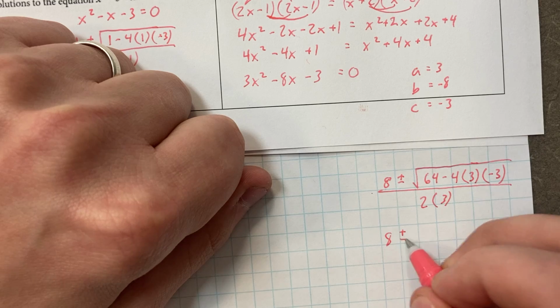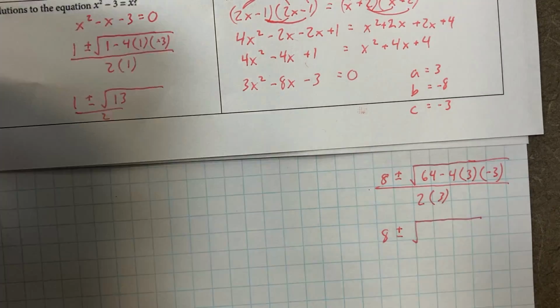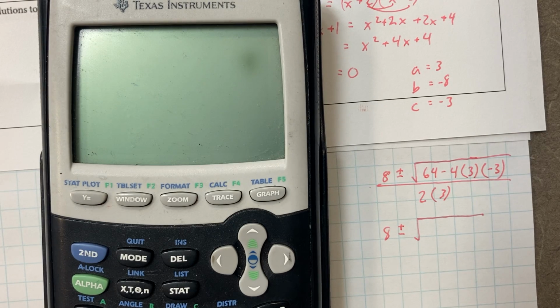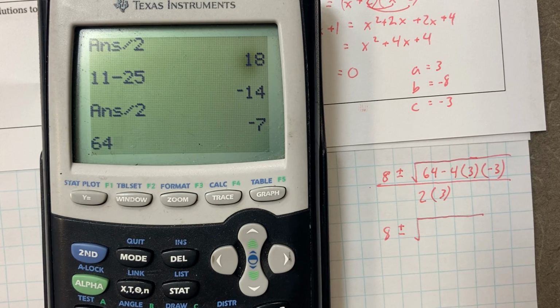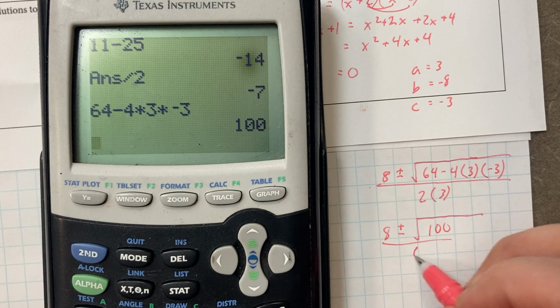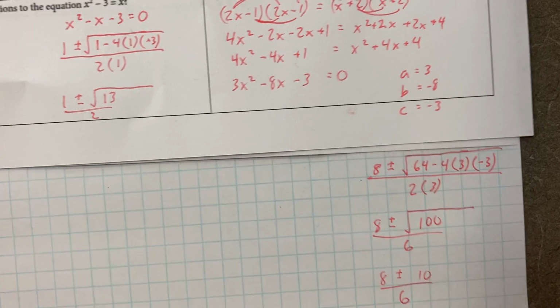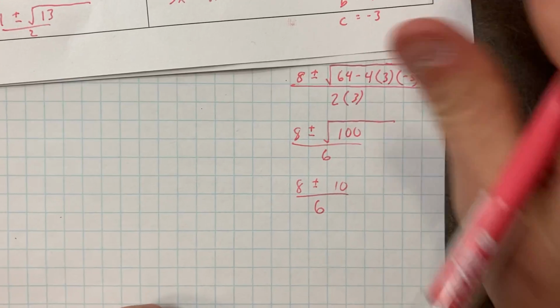So this is 8 plus or minus. Let's clean all this up in here. 64 minus 4 times 3 times negative 3. 100. Oh, that's nice. All over 6. There we go. So that's 8 plus or minus 10 over 6, which gives me 2 answers.